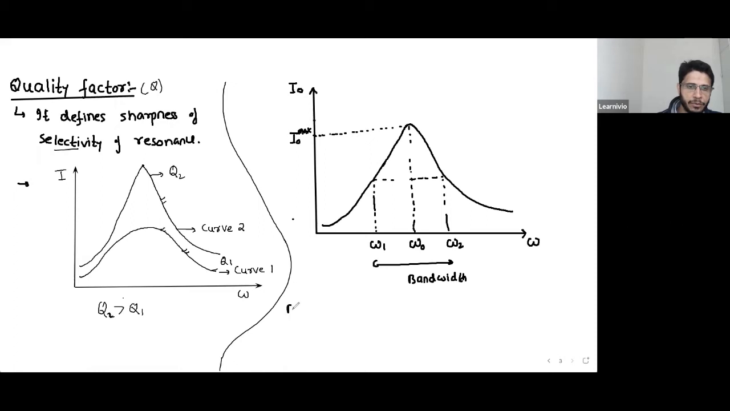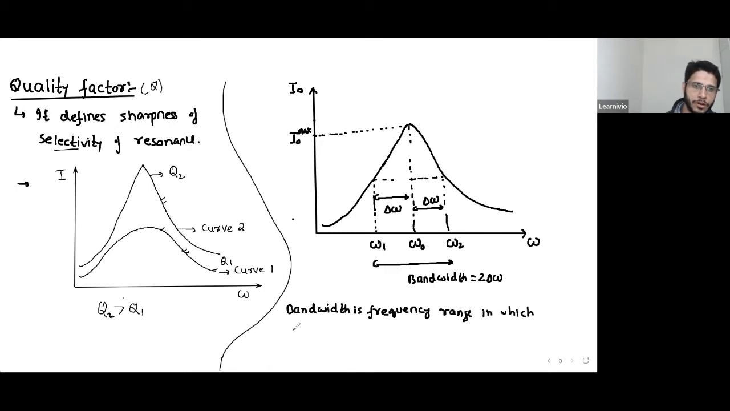So what is bandwidth? Bandwidth is the frequency range in which the tuning circuit works effectively. That frequency range is known as bandwidth. So here bandwidth is twice of delta omega. That is the bandwidth. There's one more thing that you should remember for questions.